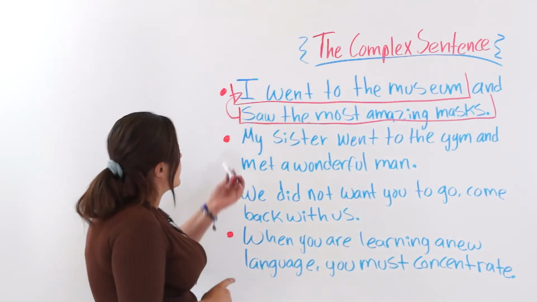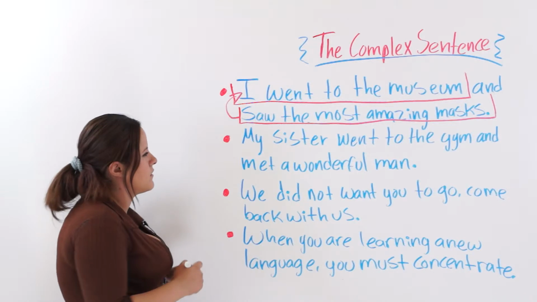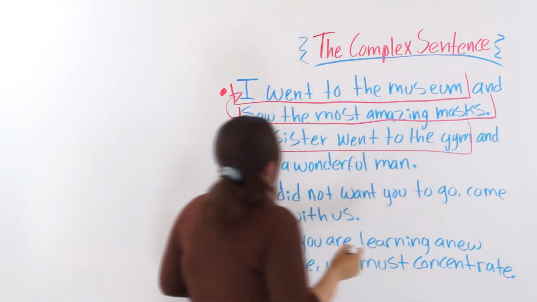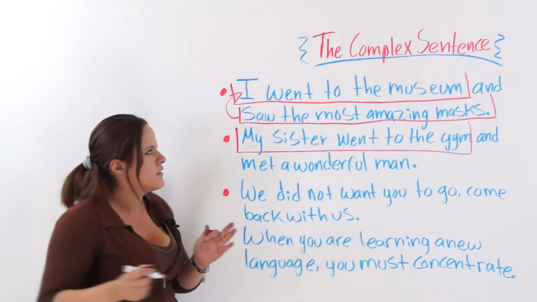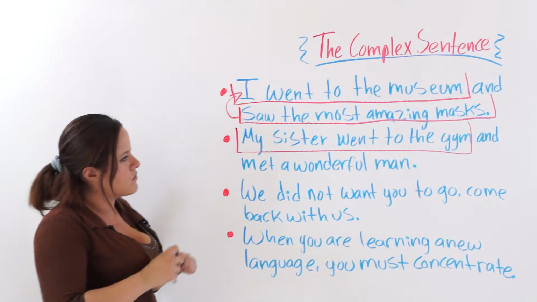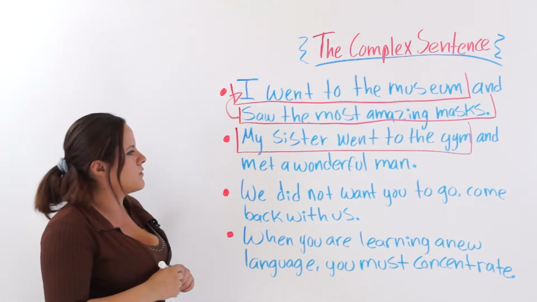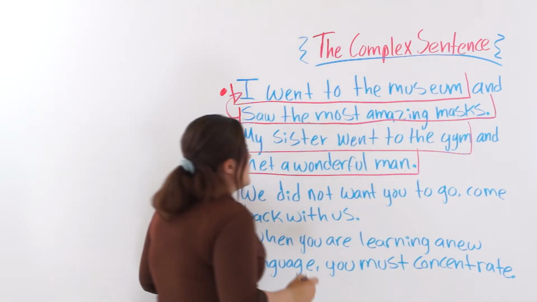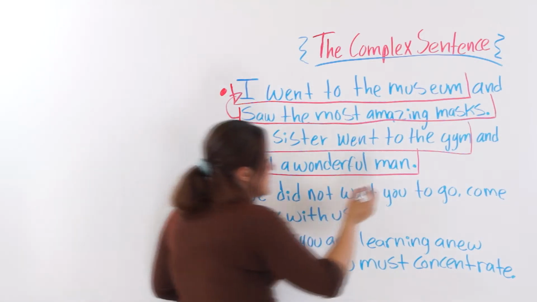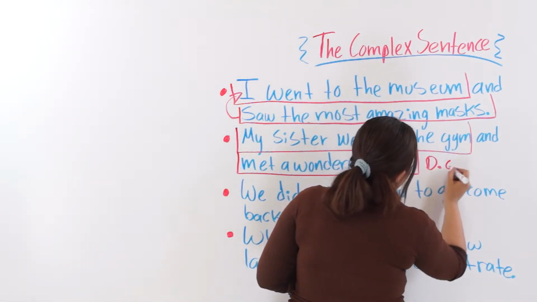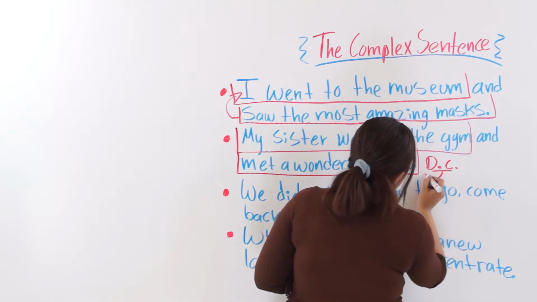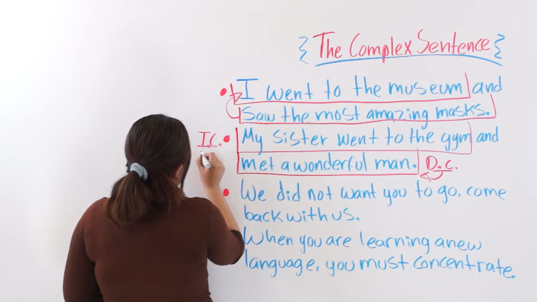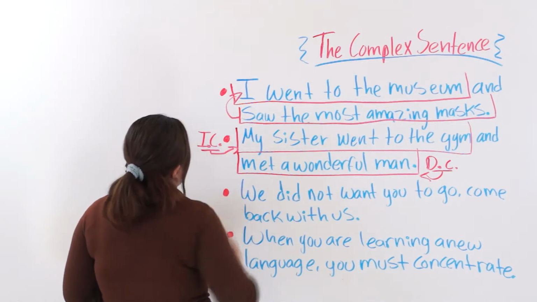All right, the second one says, my sister went to the gym. Up to here, we have a perfectly independent clause. My sister went to the gym and met a wonderful man. And this one down here is a dependent clause. Let me just put it here, DC. We know that it stands for dependent clause. And IC, this would stand for, that's right, independent clause.